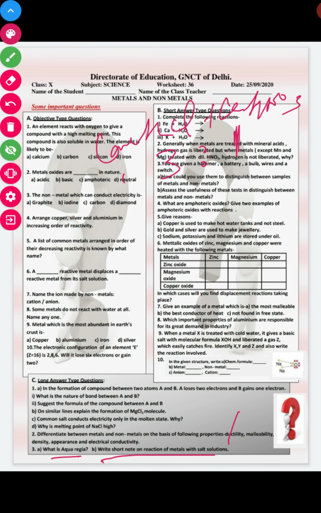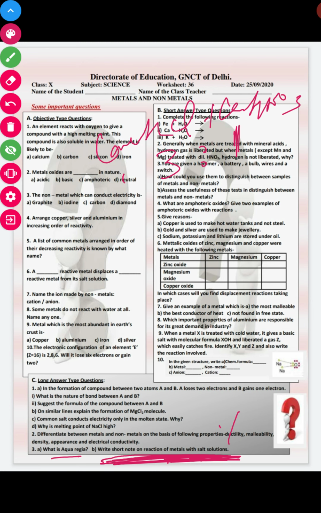So this is all about your today's worksheet. I hope you understand it very well. And oh, the B part is also there. Write a short note on the reaction of metal with salt. Okay, let's do it. When a more reactive metal reacts with a salt of a less reactive metal, the more reactive metal displaces the less reactive metal. And this is from your activity series.